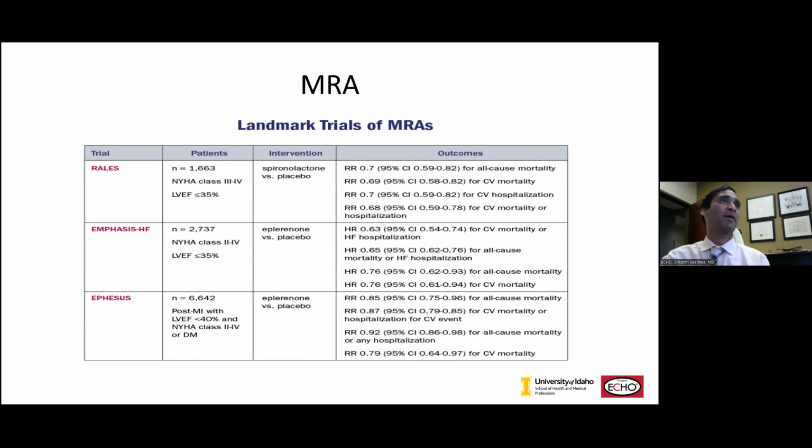And then we have the MRA trials. These MRA trials were done on top of beta blockers and also ACE inhibitors and ARBs. Spironolactone versus placebo, all-cause mortality is around 0.7, and eplerenone versus placebo for cardiovascular mortality and heart failure hospitalization is around 0.63. All-cause mortality is around 0.67. And the EPHESUS trial, post-MI patients with LVEF less than 40%, all-cause mortality is around 0.92, and cardiovascular mortality is around 0.79. So truly it decreases all-cause mortality. And next slide, please.